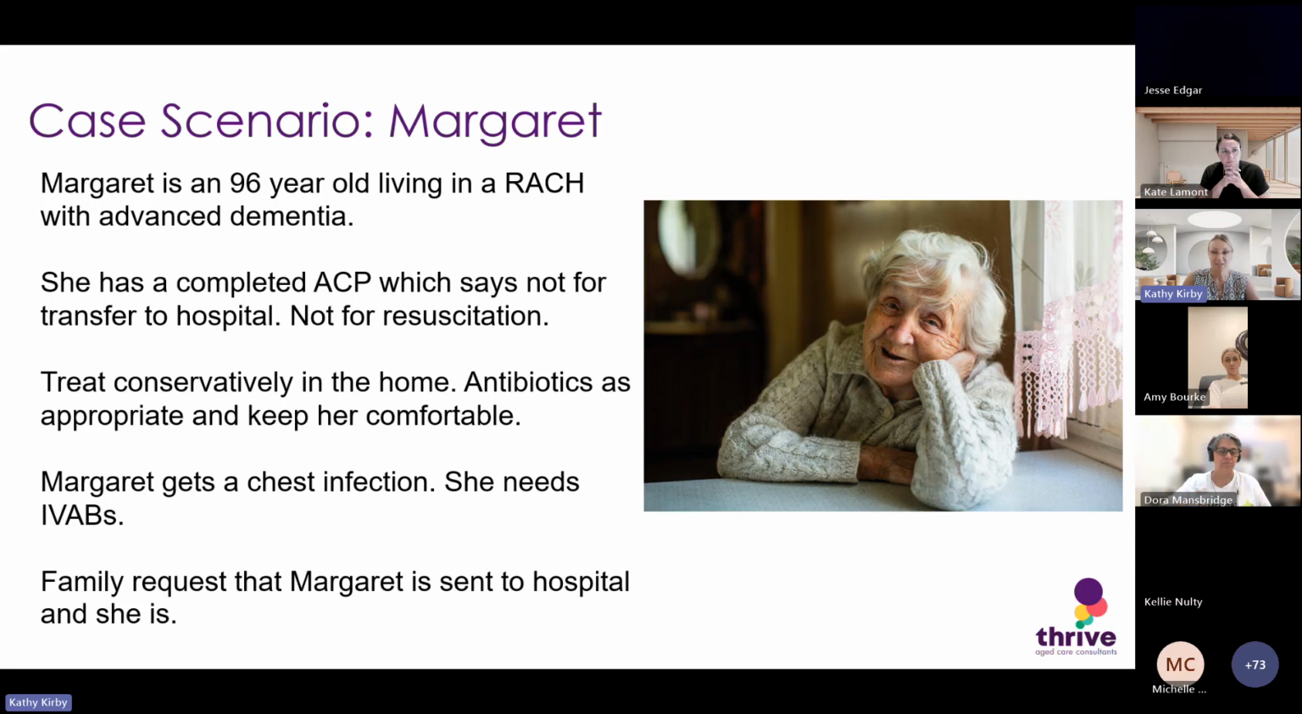Now, Margaret got a chest infection when she was in her residential aged care home, and she was seen by the doctor and they felt that she needed a trial of IV antibiotics. Margaret's daughter, Jenny, requested that she be sent to hospital to have this treatment done, and she is.